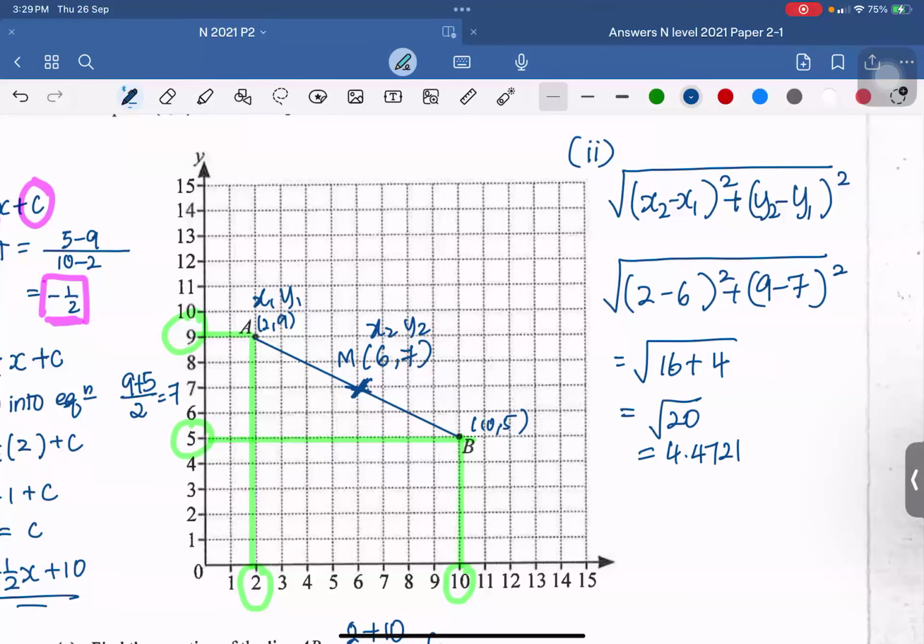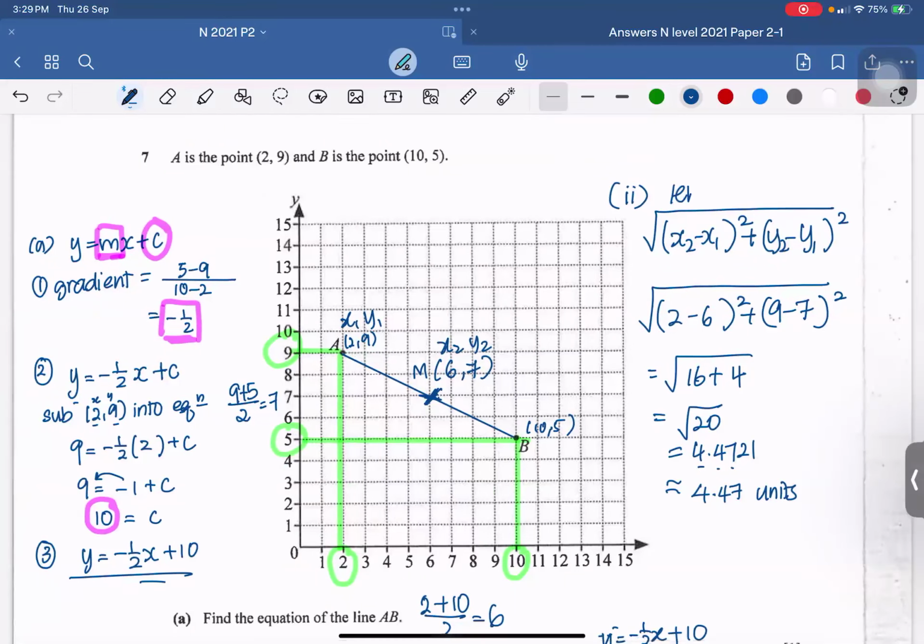Should be correct, right? Okay, then we round off to 3 CP. This one, you notice the number doesn't end, it continues. So it's 1, 2, 3, 3 CP, 4.47 units. Okay, so that's for the length. Length formula must know.